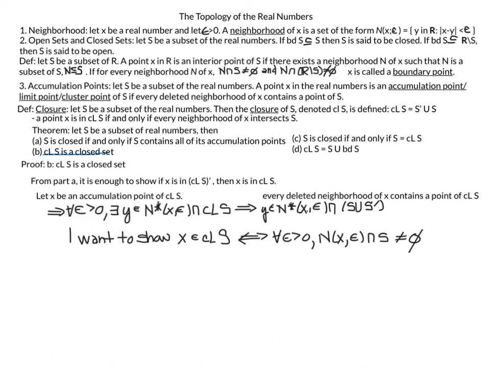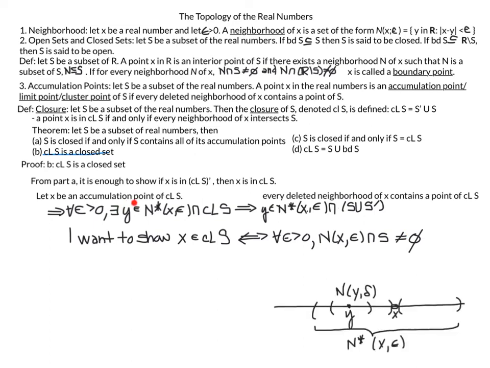Because this proof was a little difficult, I want to remind myself what it is I'm trying to show, which is X is in the closure of S. And according to this definition, X is in the closure of S if and only if every neighborhood of X intersects S. So again, I want every neighborhood of X, so all possible epsilons, so all possible neighborhoods intersected with S is not equal to the empty set, is not empty.